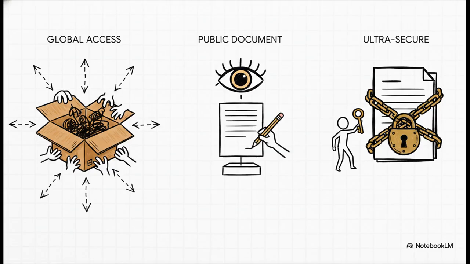Compare that to 644, a standard public document where only the owner can write to it but everyone else can read it. Or take 600, which is ultra-secure. Only the direct owner can view or edit the file. It is completely invisible and locked away from everyone else on the system.